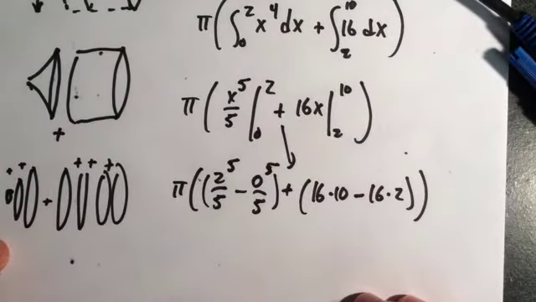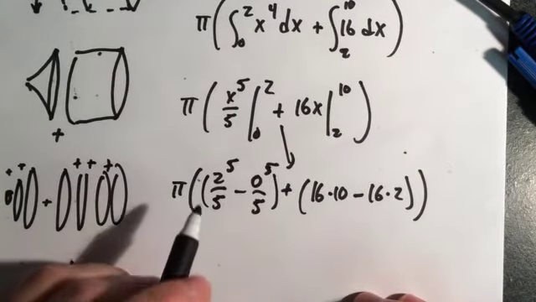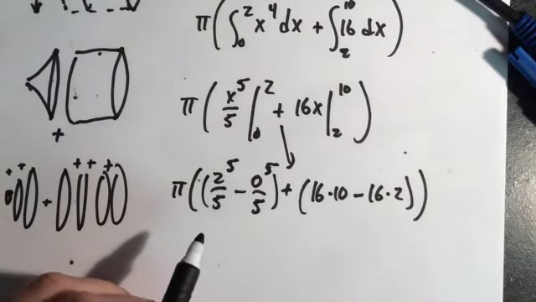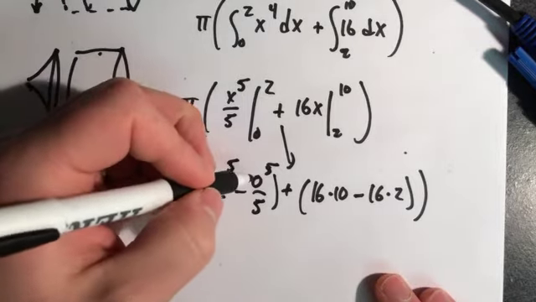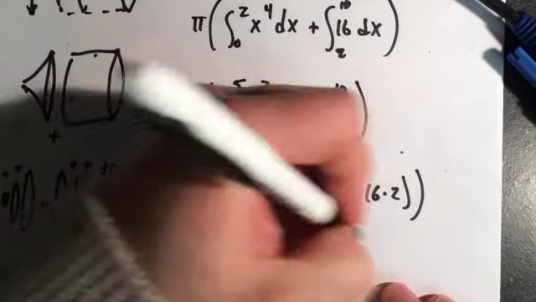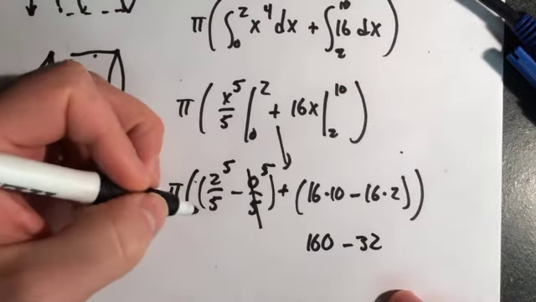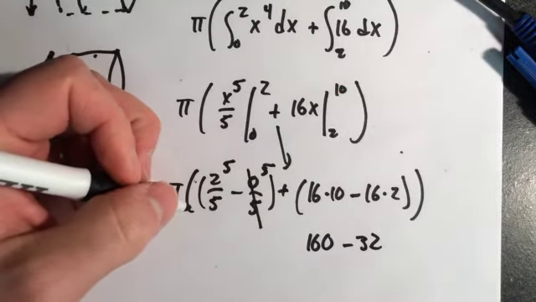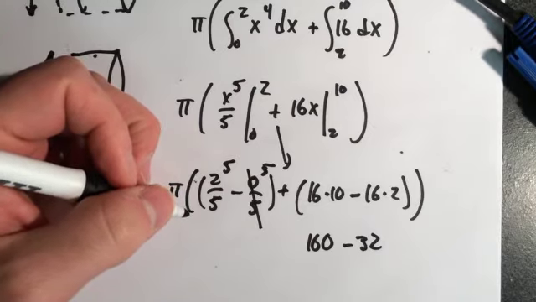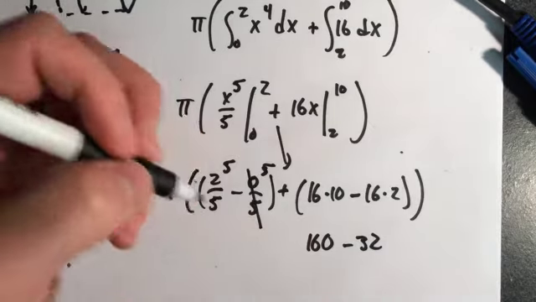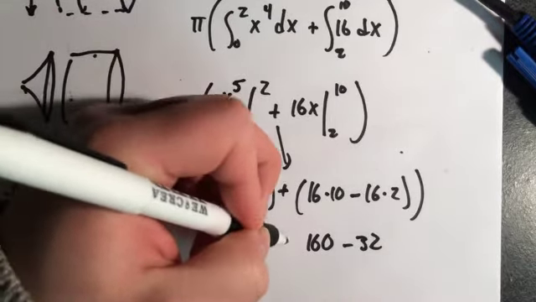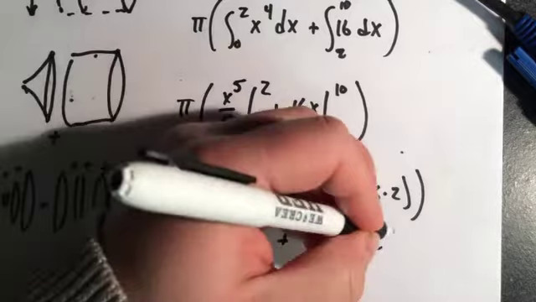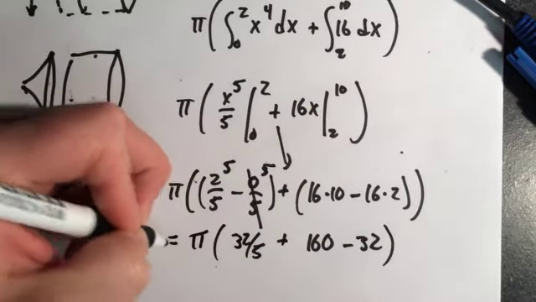Okay? And then we can figure that out. I don't know what 2 to the 5 is. What's that, 128 probably? Or something similar. And this one's going to be 0. Right, this one's going to be 160. This one's going to be 32. So, I don't want to screw that up for you guys. 32. Hey, who knew? So, 32 over 5 plus that times pi equals the volume.